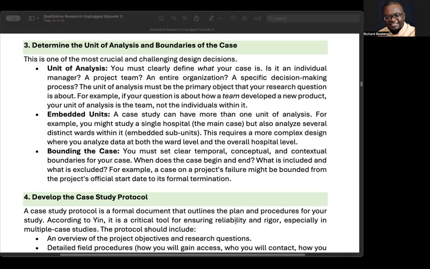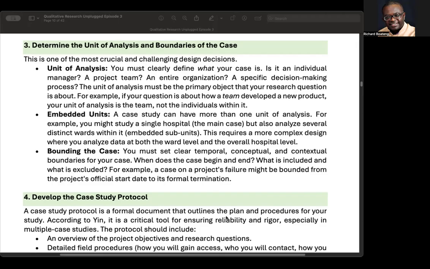Can you give an example? Sure. If your research question is about how a cross-functional team developed a new product, then your unit of analysis is the team, not the individual engineers or marketers on it, although you'll likely collect data from them. What about those embedded units you mentioned earlier? Right. Sometimes a case study can have multiple units of analysis within the main case. For example, your main case might be a hospital, but you might also analyze specific wards or departments as embedded subunits. This allows for comparison within the main case, but it does require a more complex design and analysis plan, looking at findings at different levels.